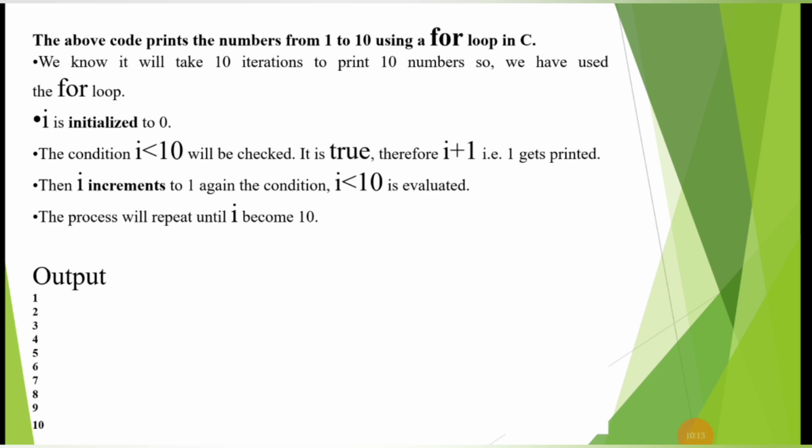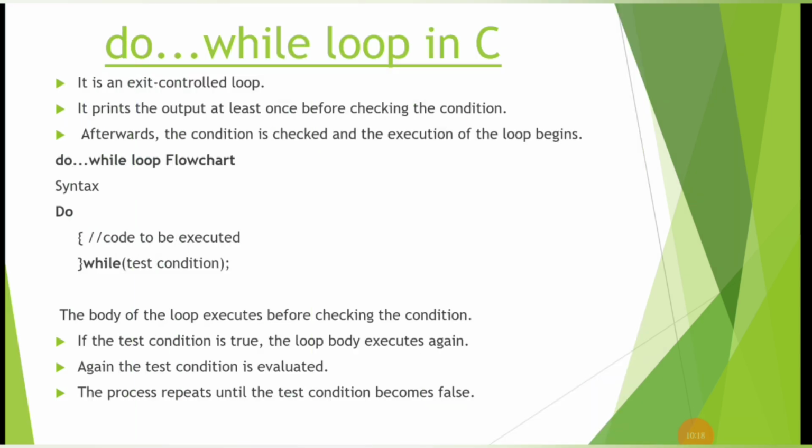And then next is the do while loop in C. It is an exit control loop. It prints the output at least once before checking the condition. Afterwards, the condition is checked and the execution of the loop begins. So it is called an exit control loop because here the condition is checked after the execution part.